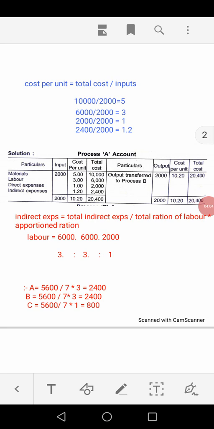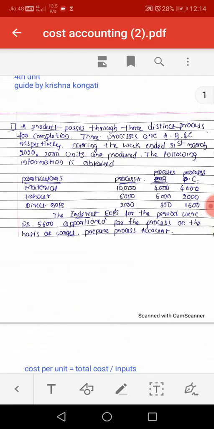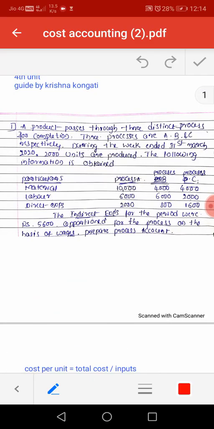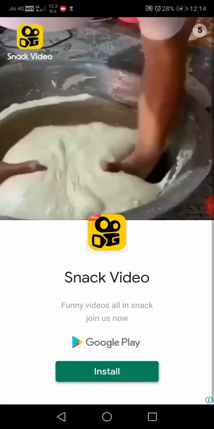Indirect expenses formula is there: total indirect expense divided by total ratio of labor. So first you have to calculate the ratio of the labor. Labor how much? 6,000, 6,000 and 2,000. See here the question. That amount you have to take.